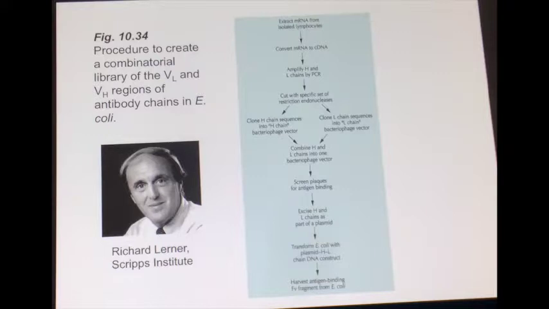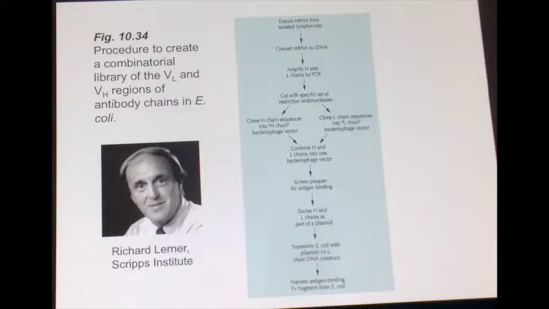And so what Lerner and his co-workers did, they said, let's isolate mRNA from lymphocytes. And they started with lymphocytes of animals, mice in particular, that had been immunized with a particular antigen. And the antigen doesn't matter in this case because we're talking about a principle here.